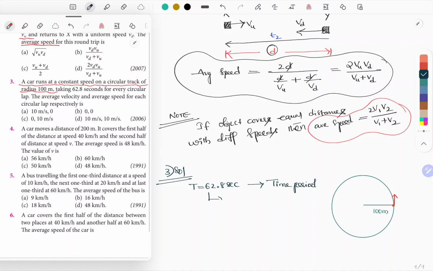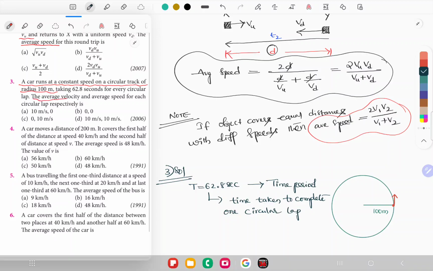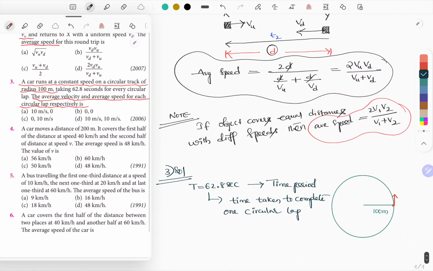What is the meaning here? Time taken to complete one circular lap. Okay. Next, what's the question they're asking? They're asking average velocity and average speed for each circular lap. Very good. They're asking average velocity and average speed for each circular lap.